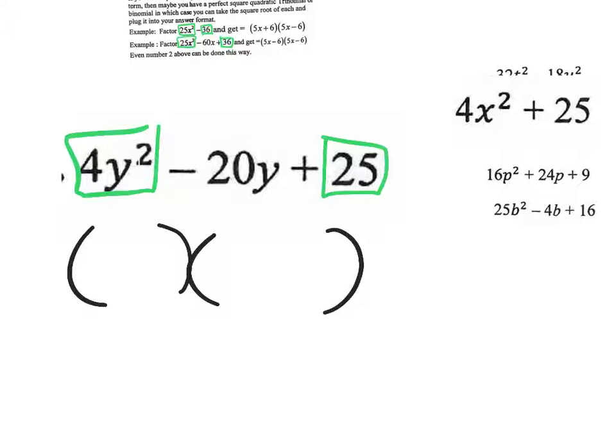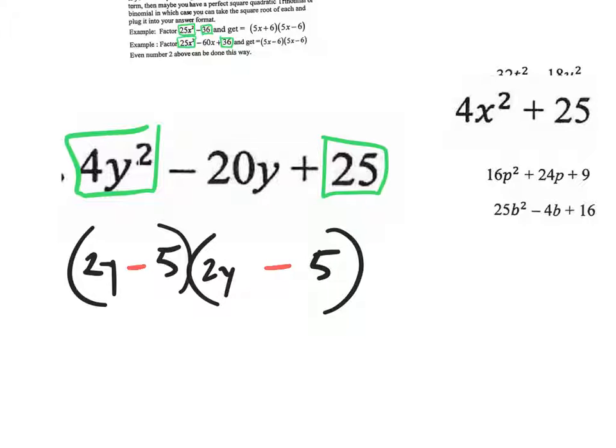So what's the square root of 4y squared? 2y. What's the square root of 25? 5. So we have a 2y at the beginning of the binomials. We have a 5 at the end of the binomials. Now, what signs do you think we're going to have between the terms? A minus and a minus, right? Because negative 5 times negative 5 will get you the positive 25. And when you add the terms together, you will get a negative term in the middle. So let me put the minuses right there.